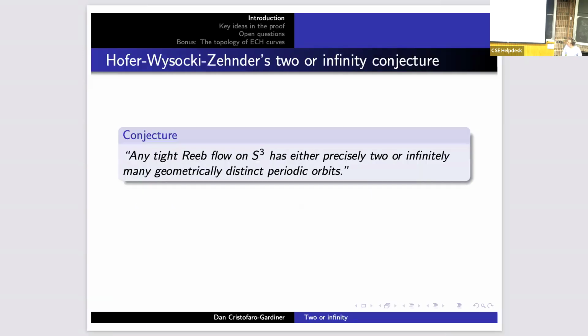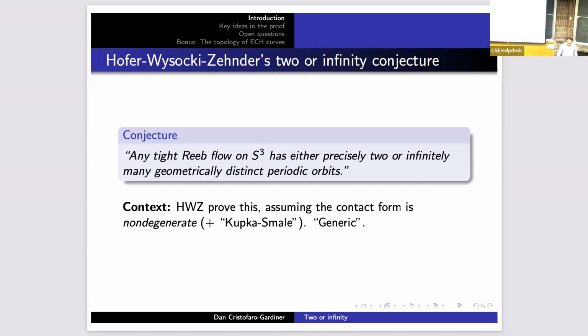Okay. And then there's this conjecture. I've stated it exactly as it's stated in the paper. It's a kind of long-standing conjecture of Hofer-Wysocki-Zehnder that says that if I have a tight Reeb flow on the free sphere, then it has precisely two or infinitely many geometrically distinct periodic orbits. So let me give a little bit of context.